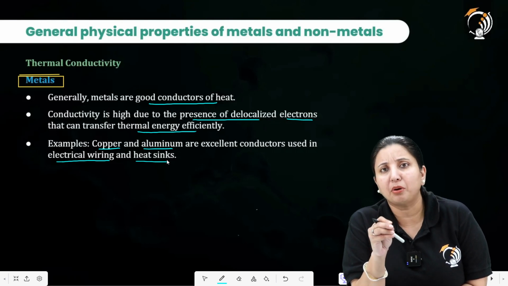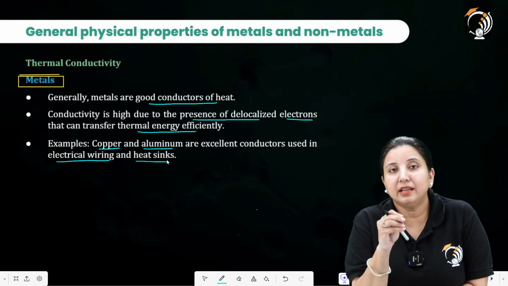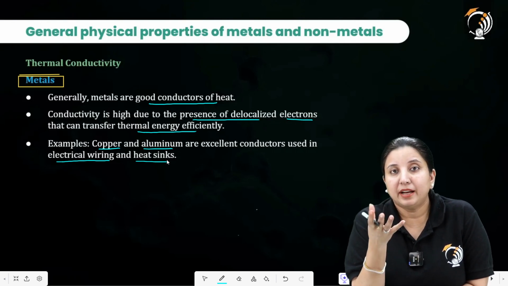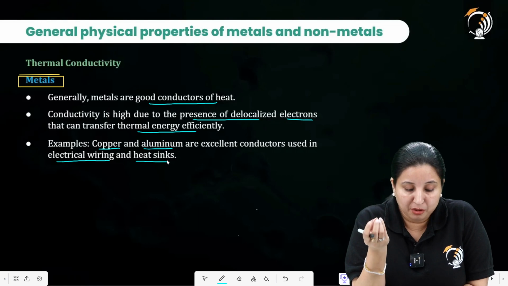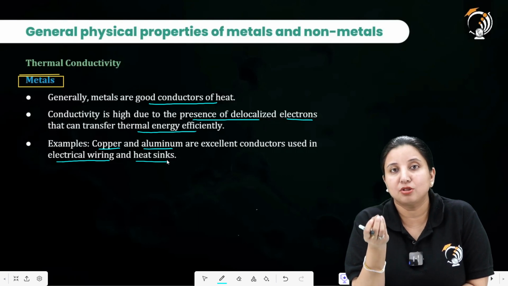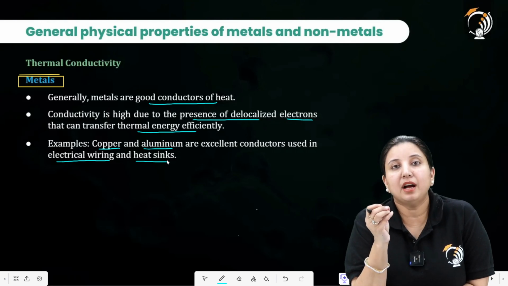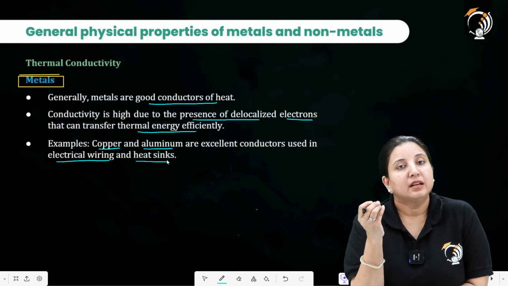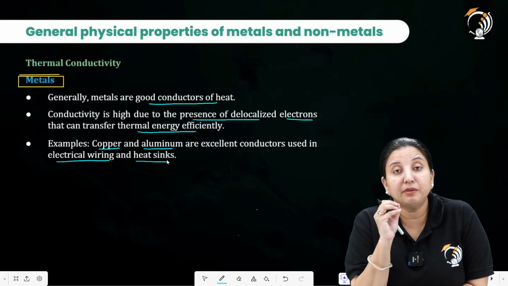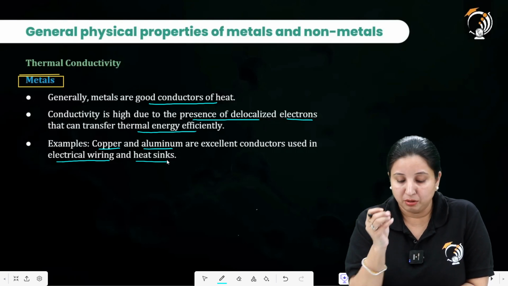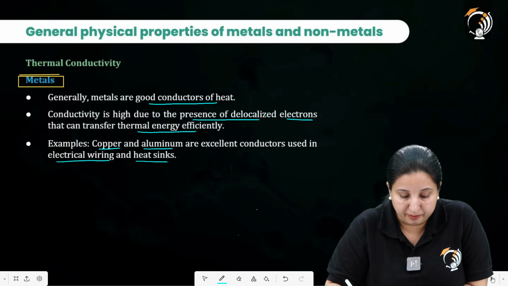Whereas when we talk about ionic compounds, it is the free ions, not the electrons, that are responsible for the conduction of electricity. Over there we do not use the word electrons. Okay, so this point you have to remember.